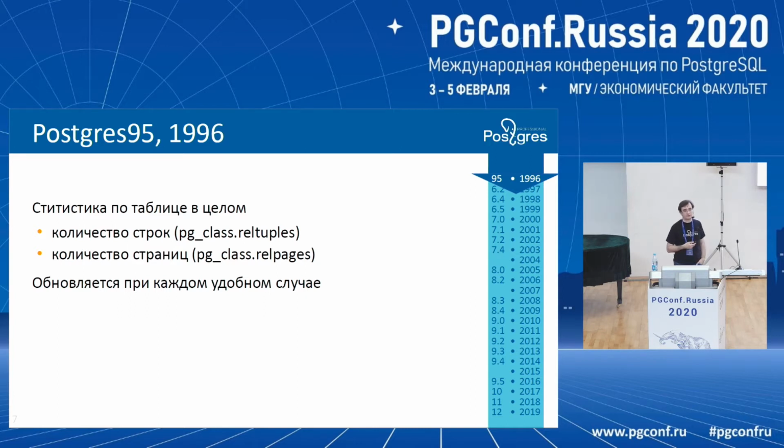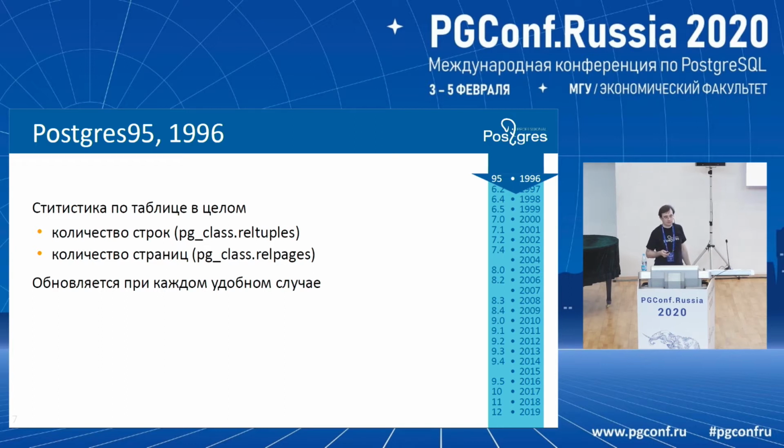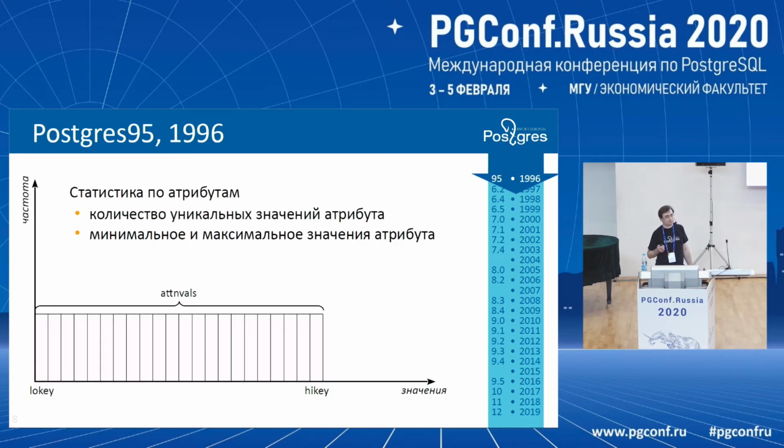What happened in Postgres 95? A pg_class table was available, and same as now, it stored the number of rows and the number of pages in the table. Sometimes it's easier to work with pages, sometimes with rows, so we store both. This is the basic statistics, which is updated quite often, and we recalculate the statistics whenever we need it. It allows us to evaluate only the whole selection, but we have some conditions which we apply to the columns, some predicates, and of course we need the statistics for the attributes.